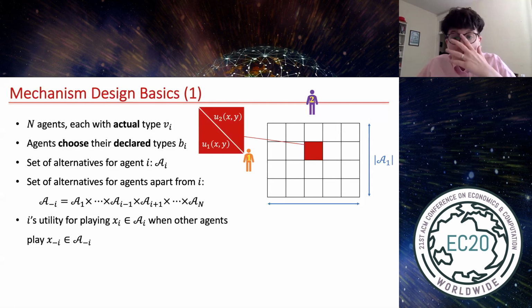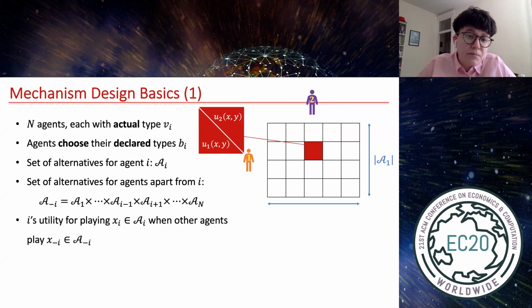Okay. Now, each box in this table denotes i's utility. Here, it's one's utility when the other agents play X minus i, which here is really the strategy of agent two. So on the one hand, we have U1(X, Y) and U2(X, Y) for agent number two.